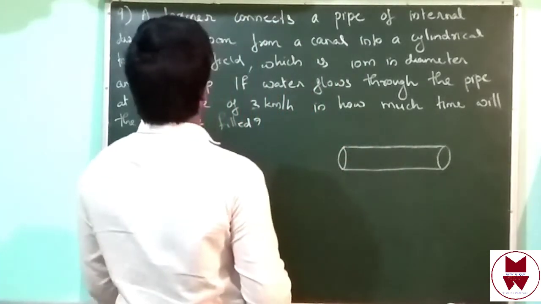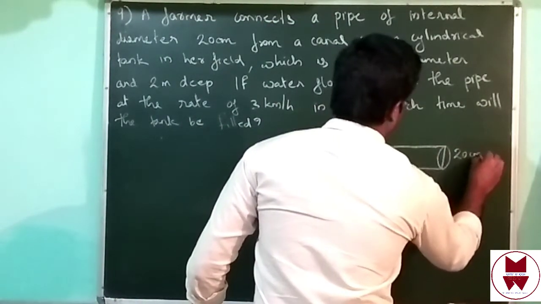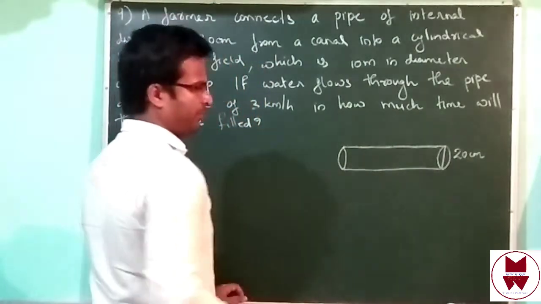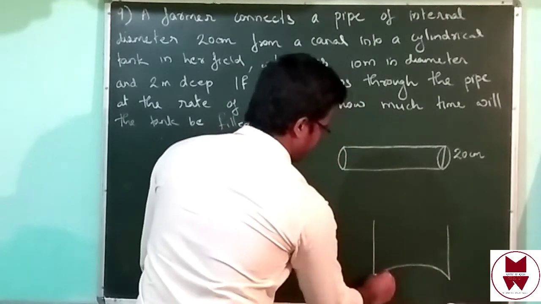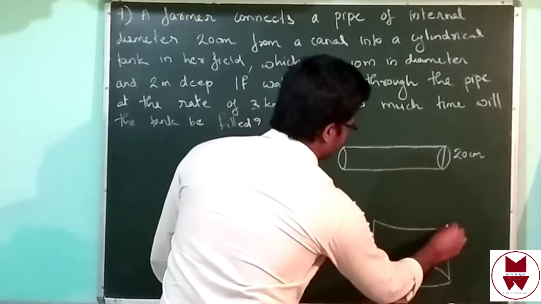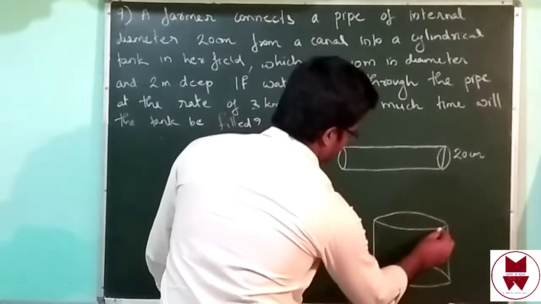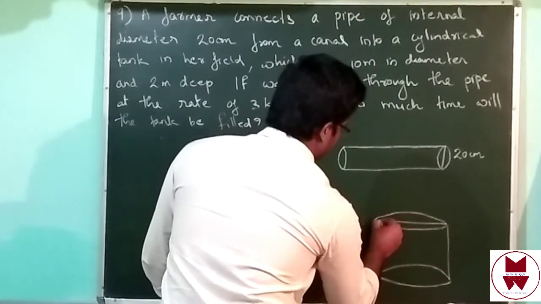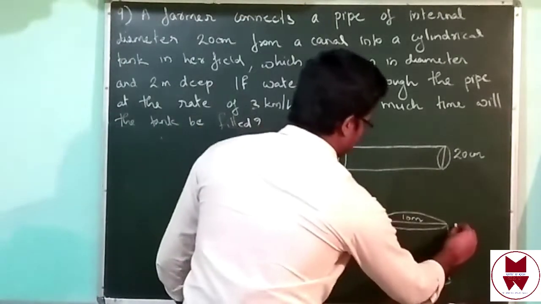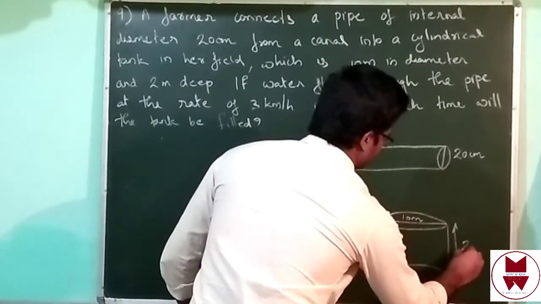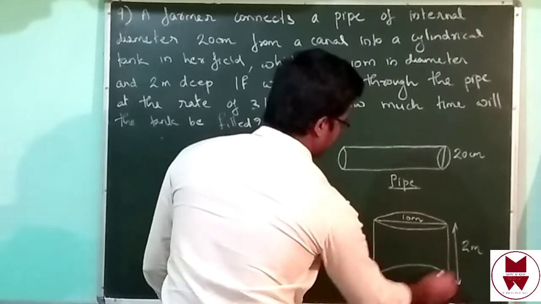The diameter is 20 centimeter. Then using this pipe, they are going to fill one tank, that also is cylindrical in shape. Diameter is 10 meter, you can write diameter is 10 meter, and 2 meter deep. That means height, 2 meter. This is the pipe, and that one is the tank.